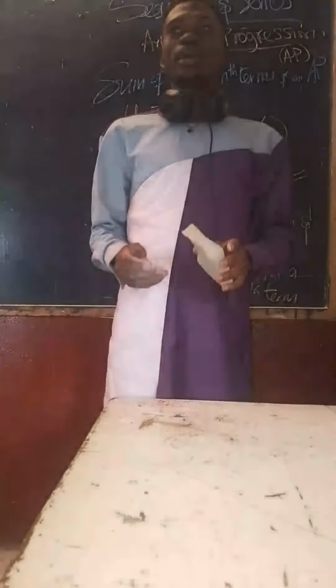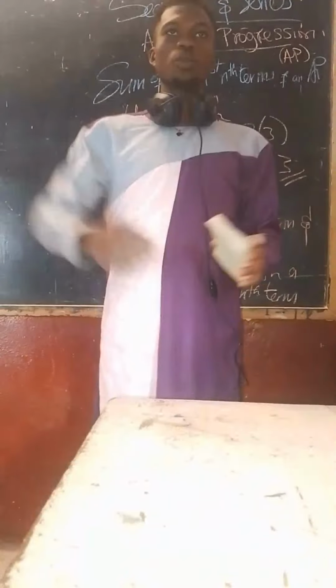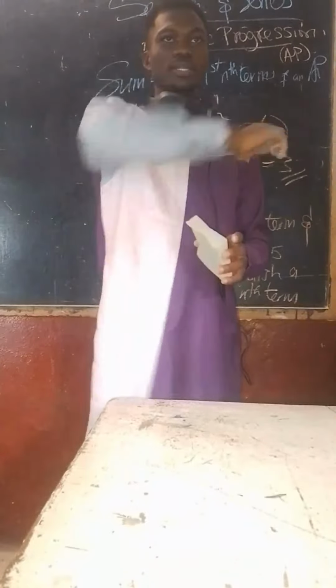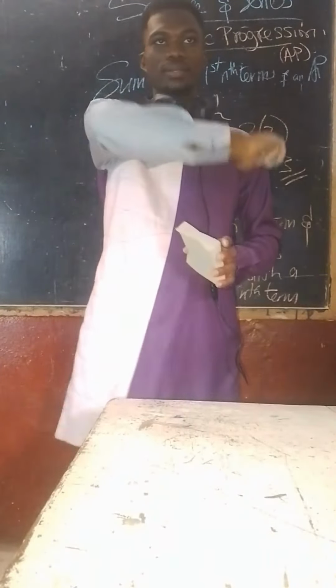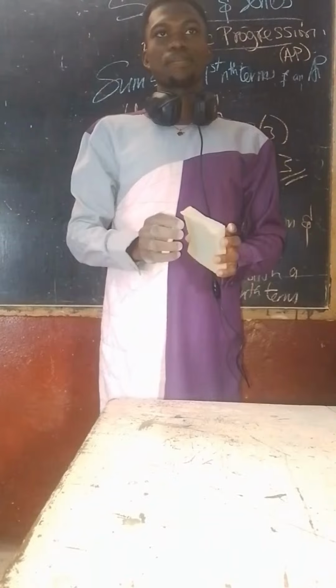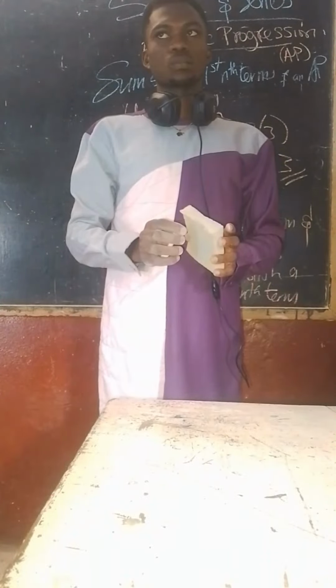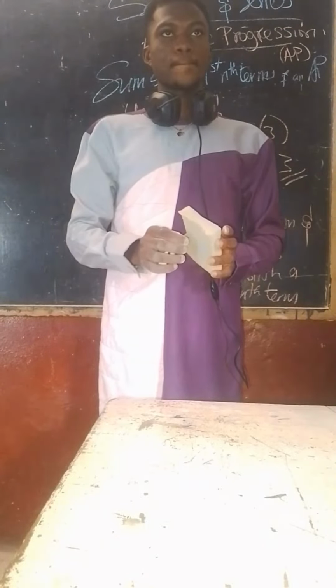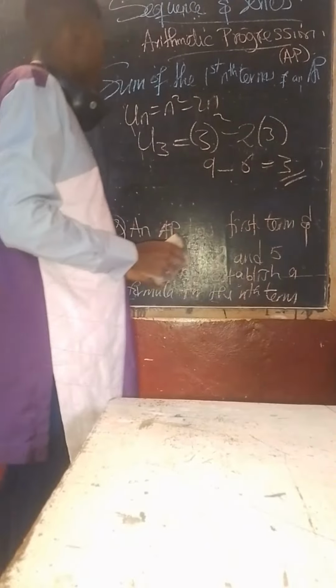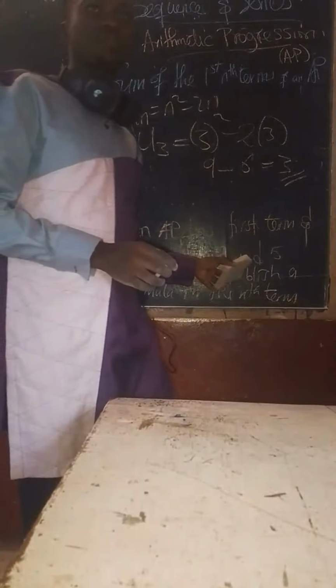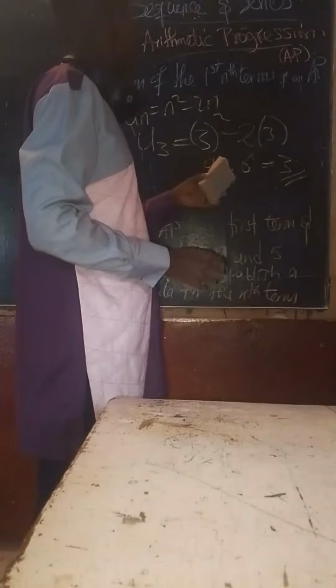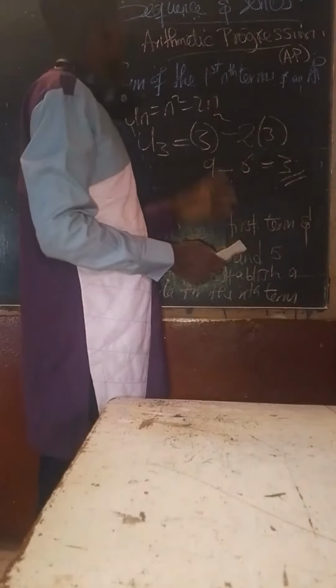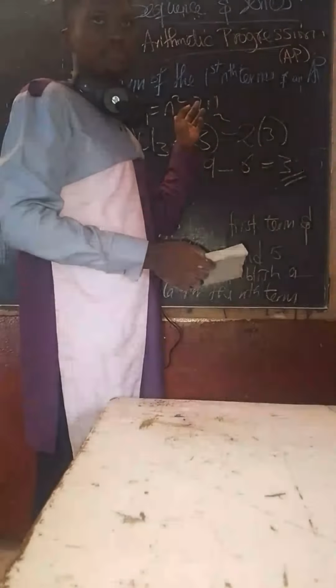Okay. Anytime they ask you to find the end term, you do like this. But you said the formula for the nth term was a plus n minus 1 d. Yes. So why did you not use it? That's why we'll use this one. We did not need to use the formula here because they gave us the formula for the nth term.